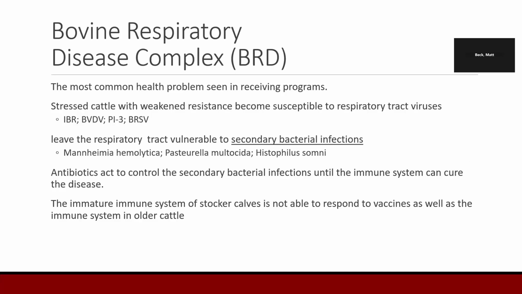All right. The immature immune system of stocker calves is not able to respond to vaccines as well as the immune system of an older calf, especially if they're stressed. So if we don't get a vaccine in these calves before they leave their home ranch where they were born and raised, they're going to be stressed from transportation stress. It's going to suppress immunity. They're going to have a poorer response to that vaccine. Lighter animals, younger animals have a poorer response to vaccines and are more predisposed to develop that illness.